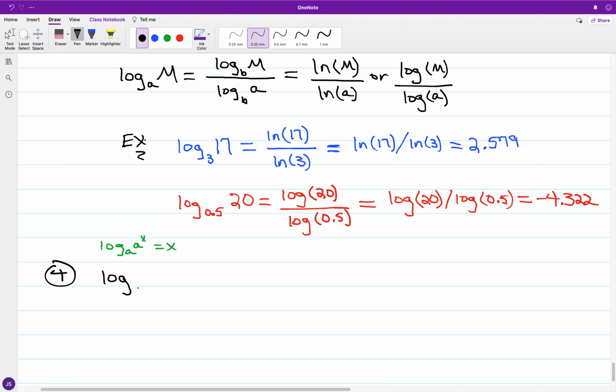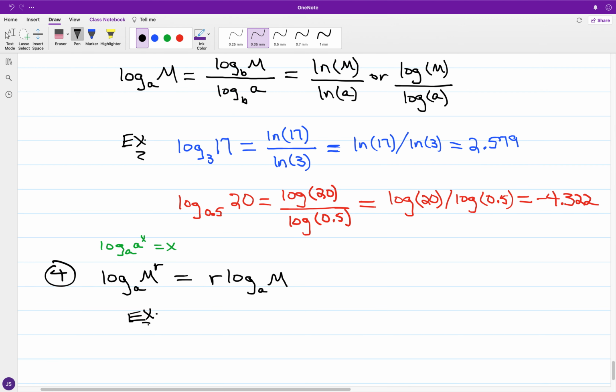Say I have something like a base a logarithm, and instead of a, we have m instead. So if I have base a logarithm of m to the r, that could be x as well. Now that which is in the exponential position, I'm going to rewrite as a coefficient. So we have r times the base a logarithm of m.